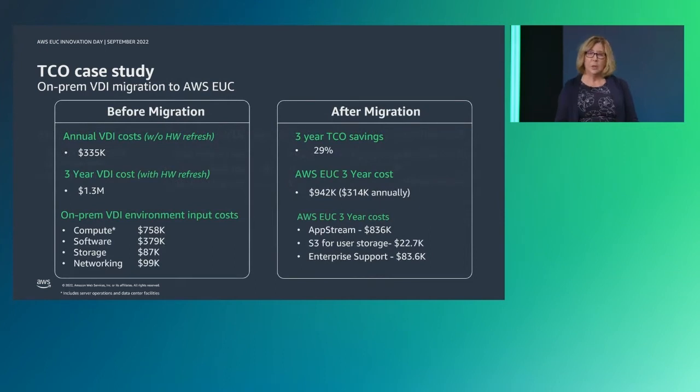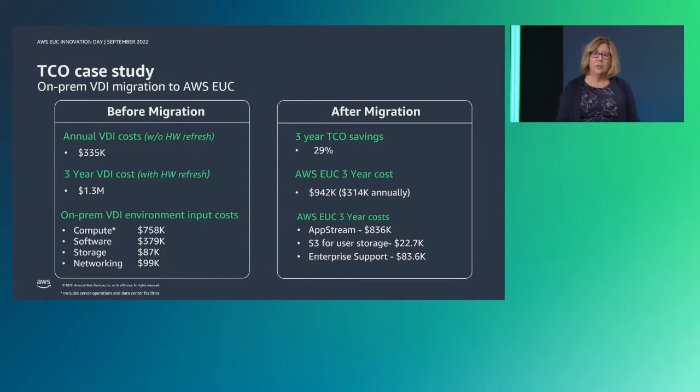And so currently the organization is spending around $335,000 annually, and with a hardware refresh that comes out to over $1.3 million over 3 years. So looking at this starting on the left, when you break down that $1.3 million cost, over half of it comes from server hardware, the server operations and data center services, which is compute. Software is also a significant cost as well. And storage and networking hardware will also be replaced. And there's ongoing operational costs associated with the solution, which are also included across the 4 buckets.